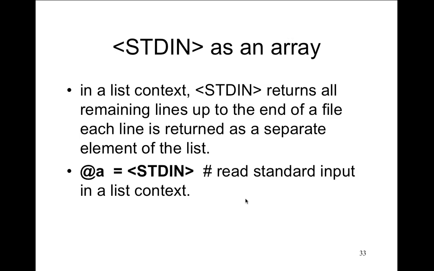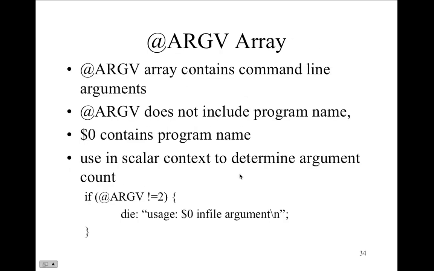It's going to take it automatically. So it lists the context, returns all the remaining lines up to the end of the file. Each line is returned as a separate element in the list. So @a is going to be equal to standard input, which reads the standard input into a list context. So it actually creates the list for us automatically, but that's more of a standard input as a concept.